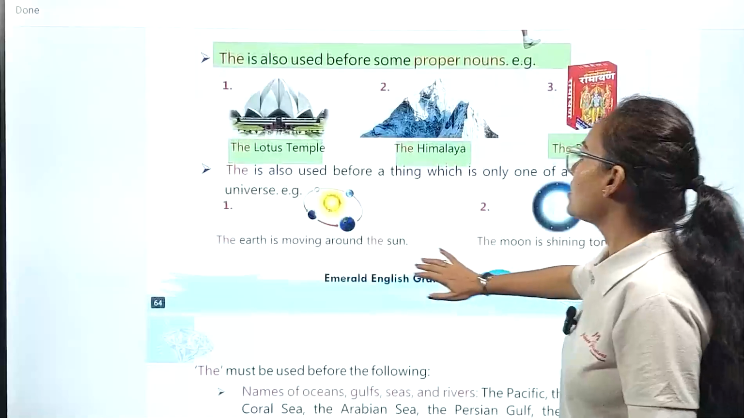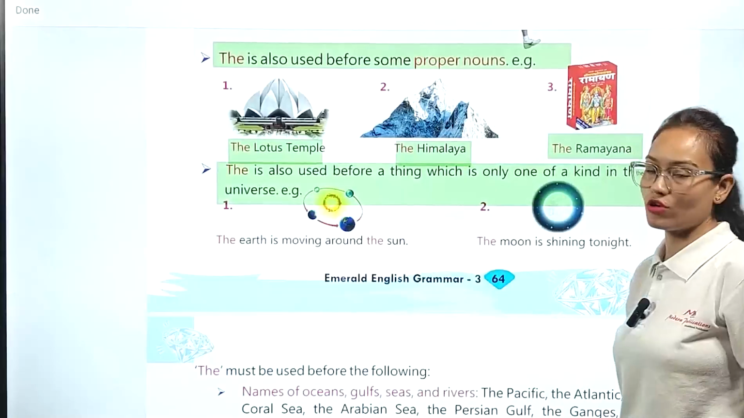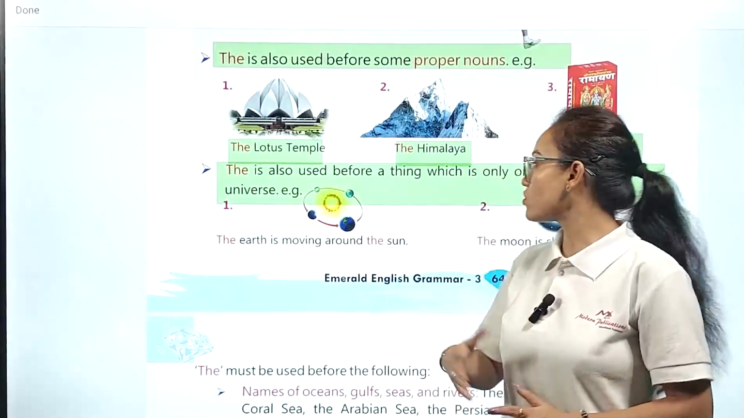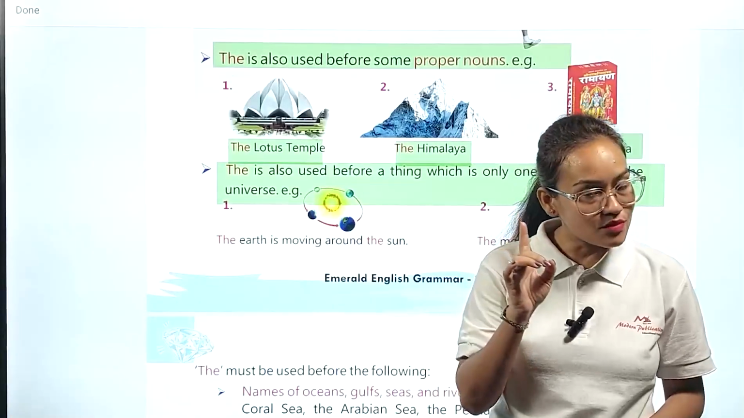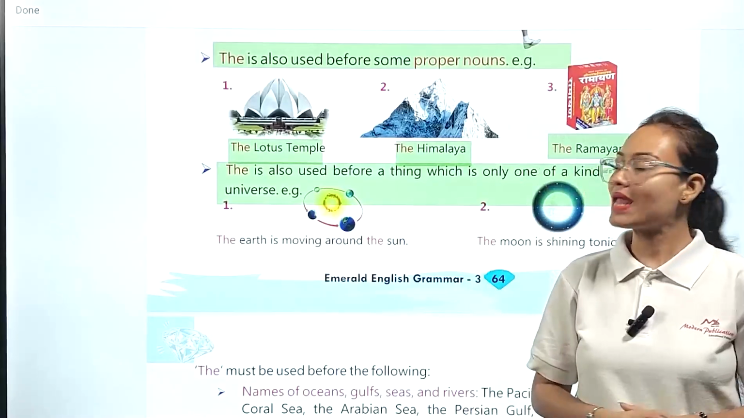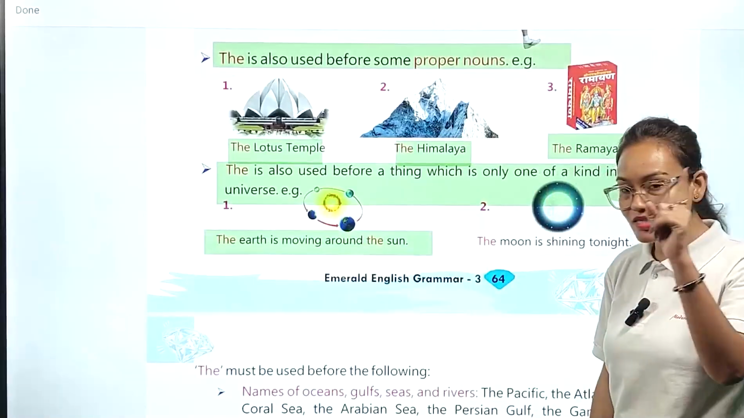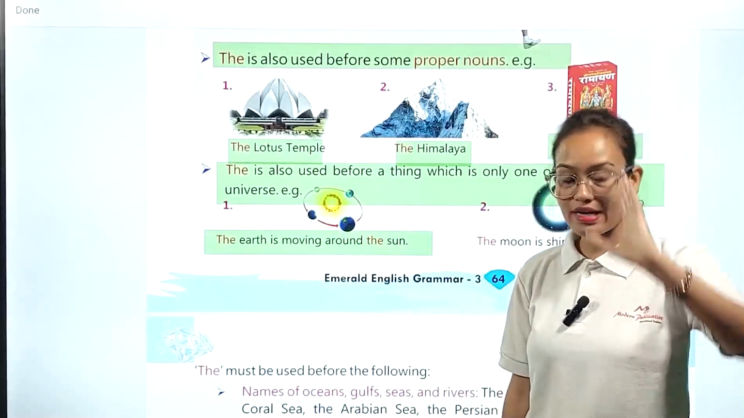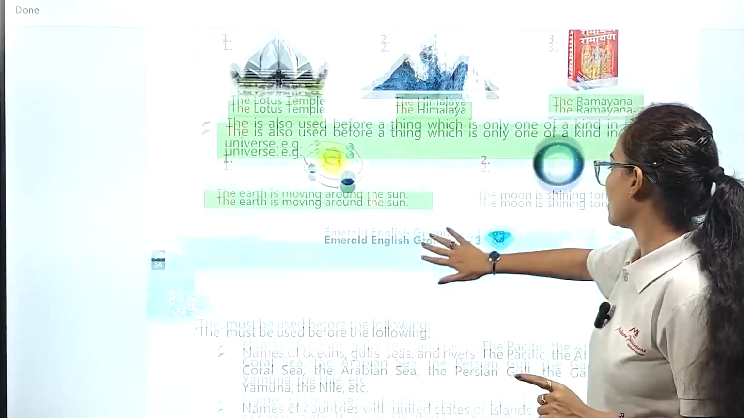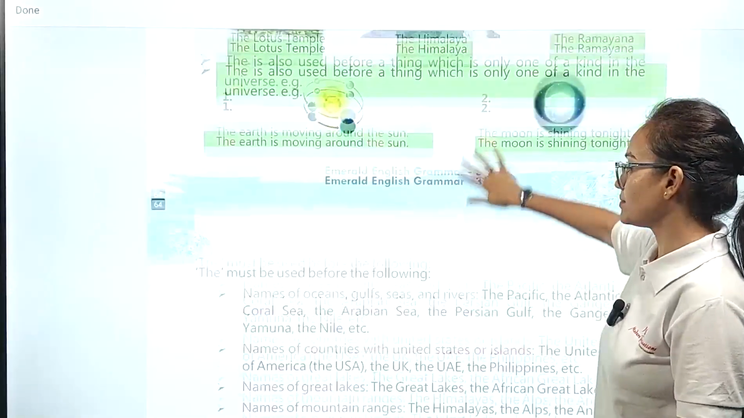Okay, the is also used before a thing which is only one of a kind in the universe. The article is also used before those names which are one in nature, meaning one in number, in our planet Earth. Like the earth is moving around the sun. Earth is single, sun is also single, okay, in the entire universe. That's why we use the. The moon is shining tonight. Moon is a single piece. That's why we use the.